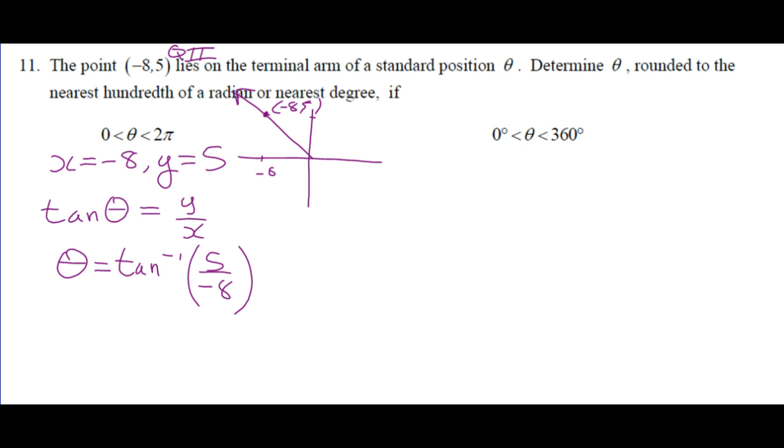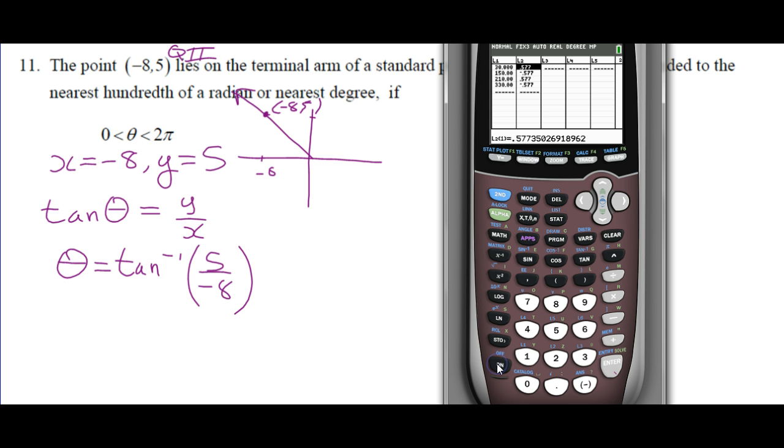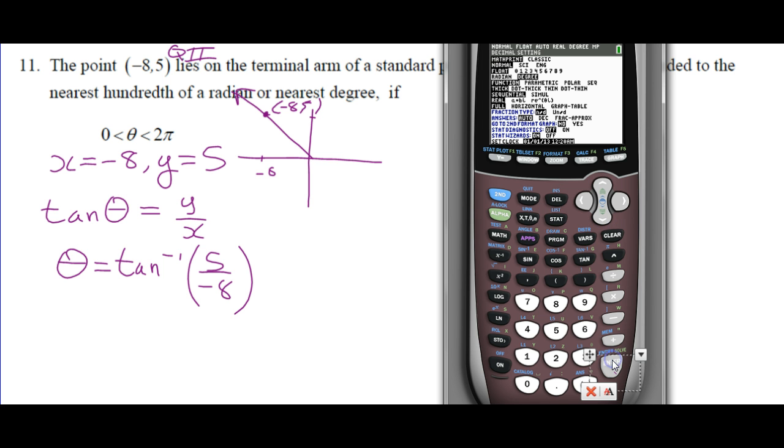And what's going to happen? So we want radians, right? Okay, so I'm going to quit out of this. Did it say nearest hundredth? I'm just going to go back to float. I can round on the fly. So mode, float. And we have to be in radians too, right? Radians. Second quit. Okay, so I go inverse tan of 5 divided by -8.